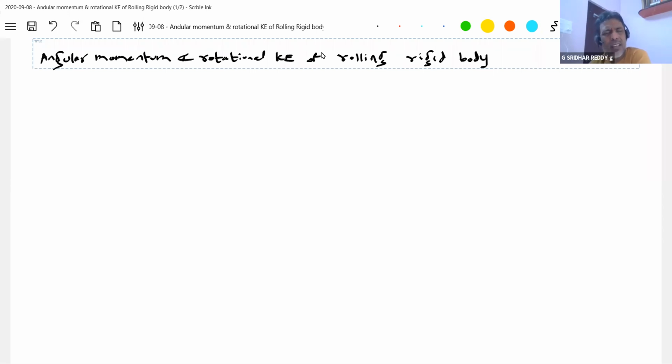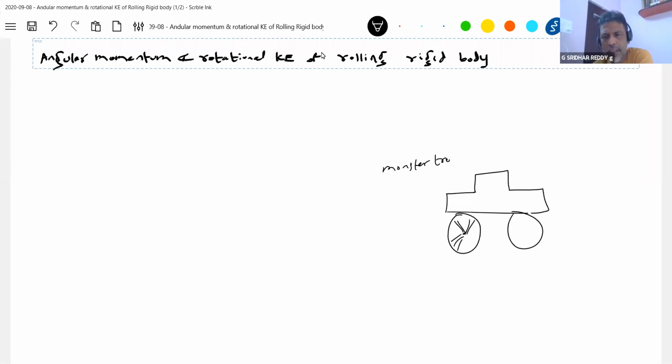You take any bike or four-wheeler, two-wheeler, or any toy. I suggest you purchase one toy, a monster truck, one which will have slightly bigger wheels. I think my kids play with it, so I remember. You just push it and the wheels will rotate. The motion of the wheels is nothing but the rolling motion.